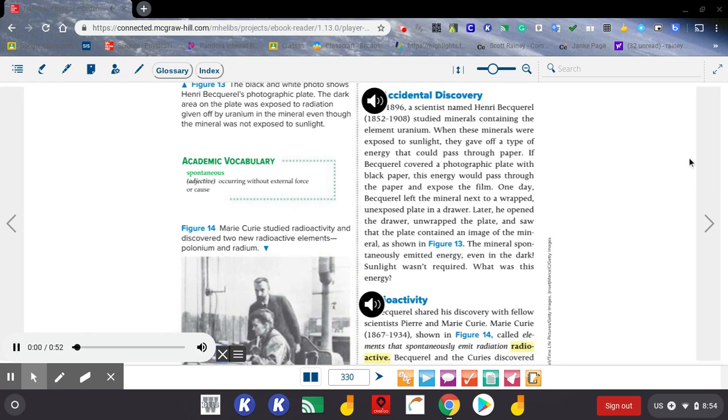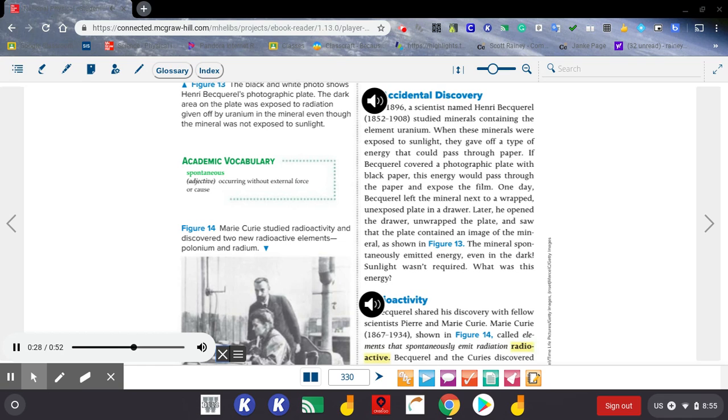An accidental discovery. In 1896, a scientist named Henri Becquerel, 1852 to 1908, studied minerals containing the element uranium. When these minerals were exposed to sunlight, they gave off a type of energy that could pass through paper. If Becquerel covered a photographic plate with black paper, this energy would pass through the paper and expose the film.